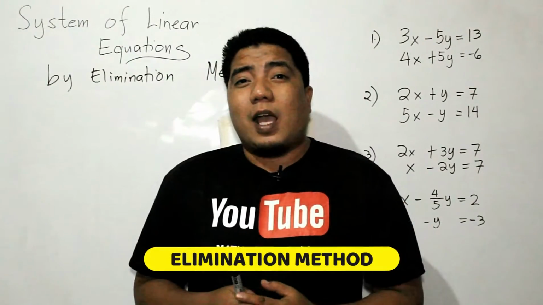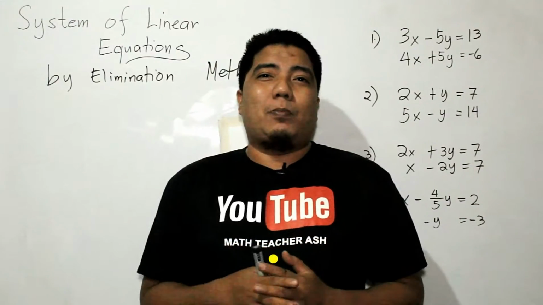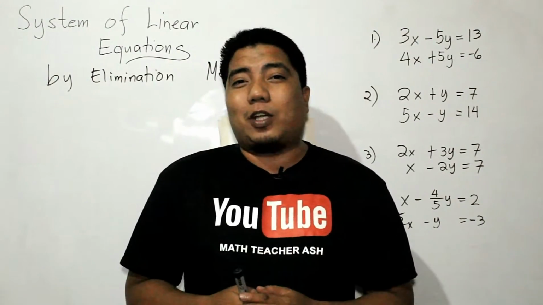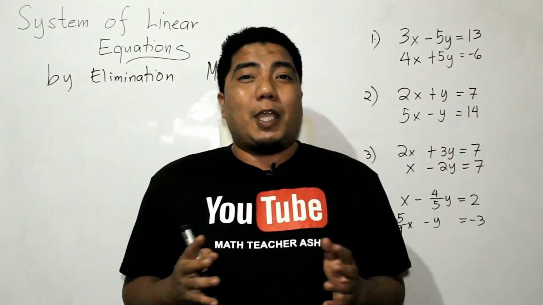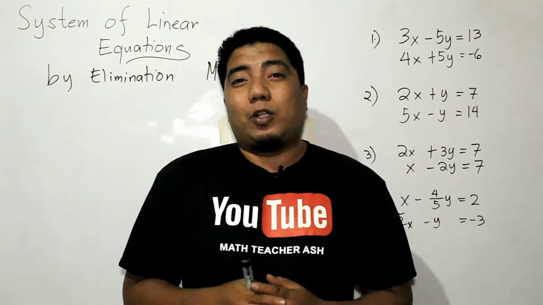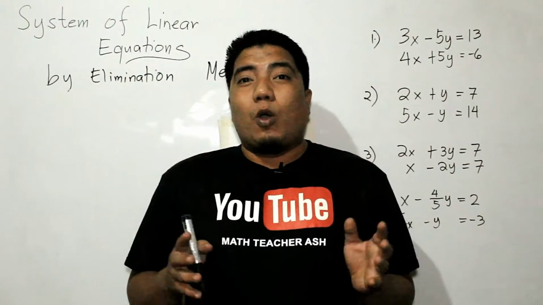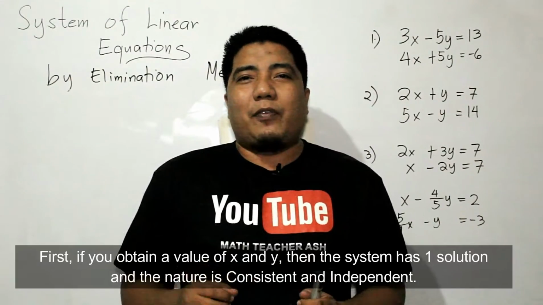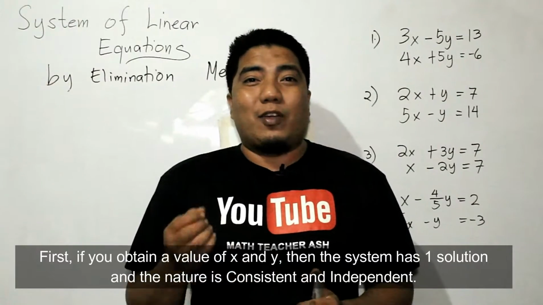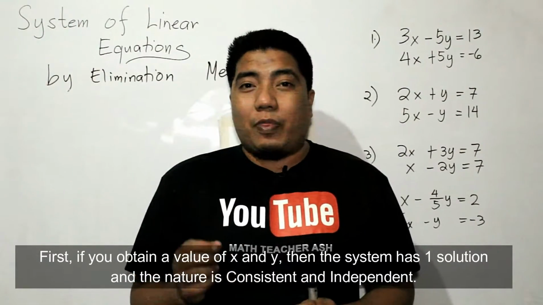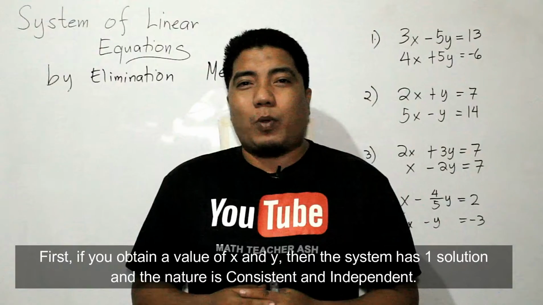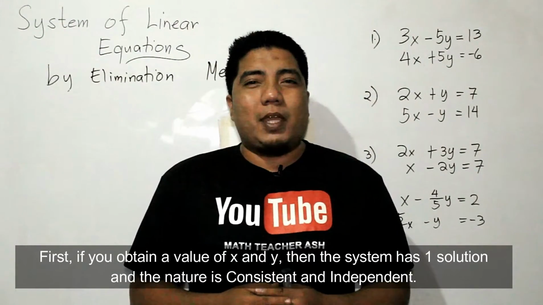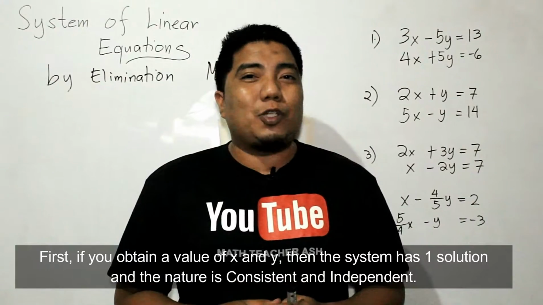The question is, how do we apply the elimination method? Technically, what you will do is you just add the two equations, but before adding, make sure that one of the variables will be eliminated. Also note in this method the following three scenarios. If you will have a value of your x and y, then your system of linear equations is consistent and independent, meaning you have one solution.